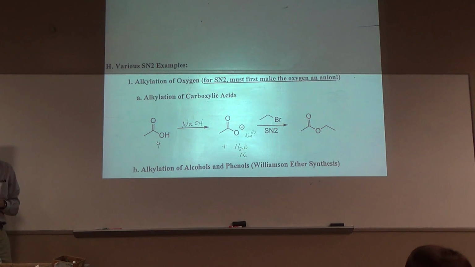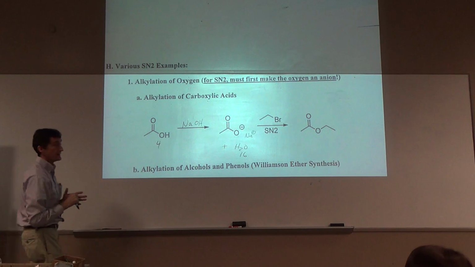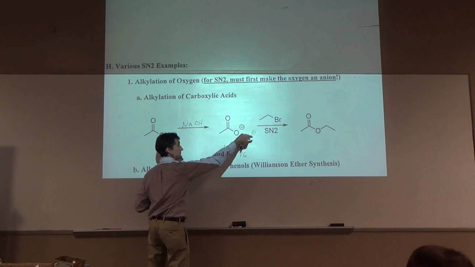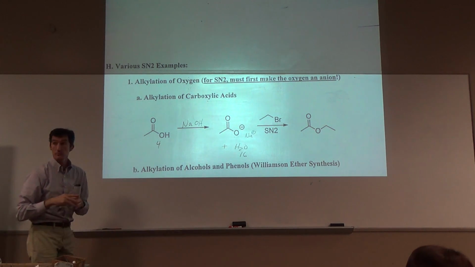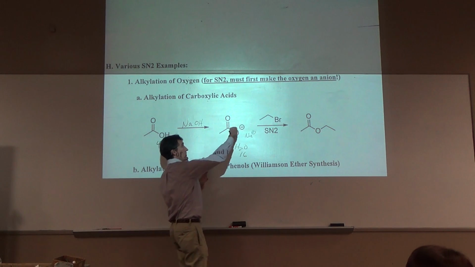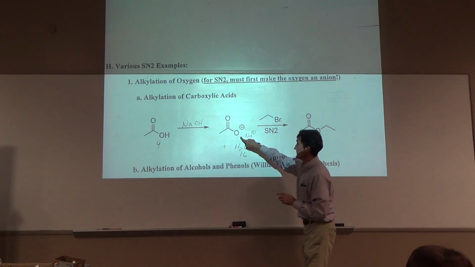Not the carboxylic acid, but the, not a carbanion. Carbanion is a carbon with, it's an anion. Carboxylate. Carboxylate anion. Carboxylate, like sodium carboxylate, or specifically sodium acetate. Now we got a good nucleophile. How can we put on a carbon group?